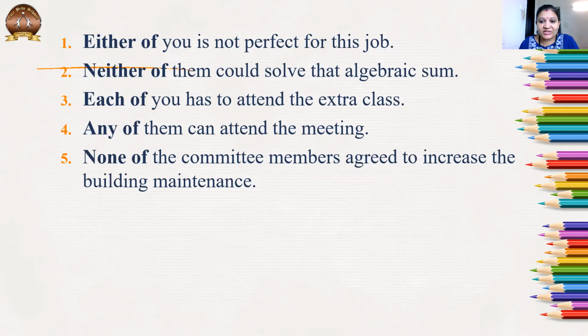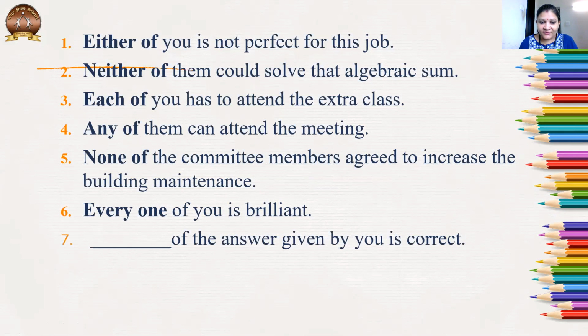None of the committee members agreed to increase. Here also, all the committee members refused to agree. I can say it, but I'm saying none of the committee members agreed to increase the building maintenance. It means I am pointing to every single committee member and counting their vote. There's a difference. Understood? Every one of you is brilliant. That's my class. Every one of you is brilliant. So I'm talking about the whole class, but I'm pointing at everyone. Okay? Understood? Now, let's see if you can answer this.